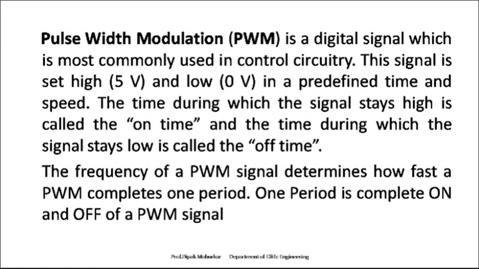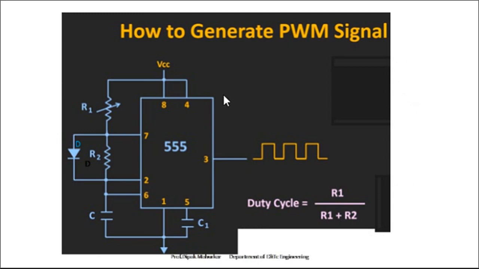Now, let's see how to generate a PWM signal. This is the diagram. We are using the 555 timer IC, and this is how we can create the PWM signal.